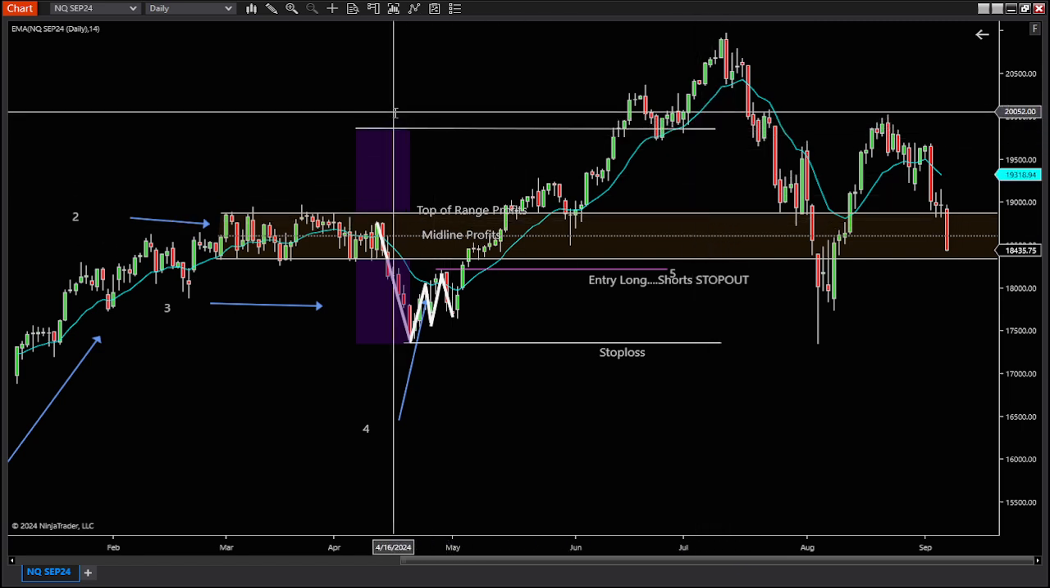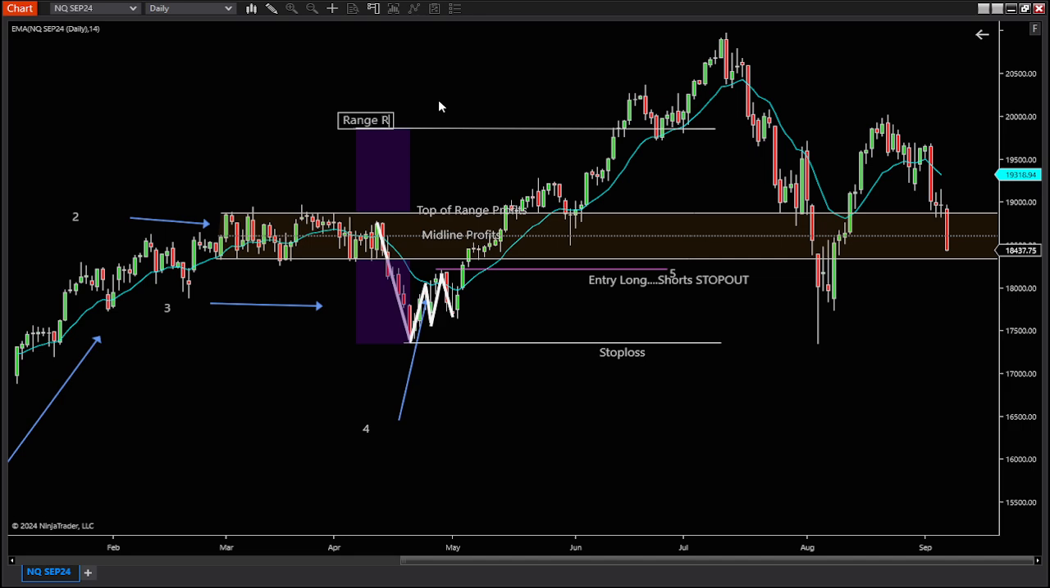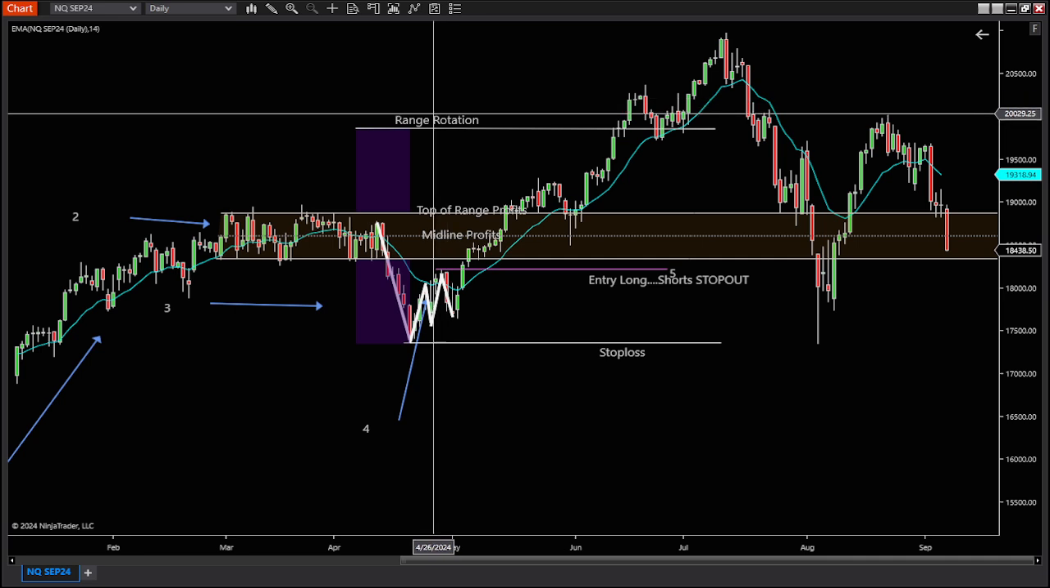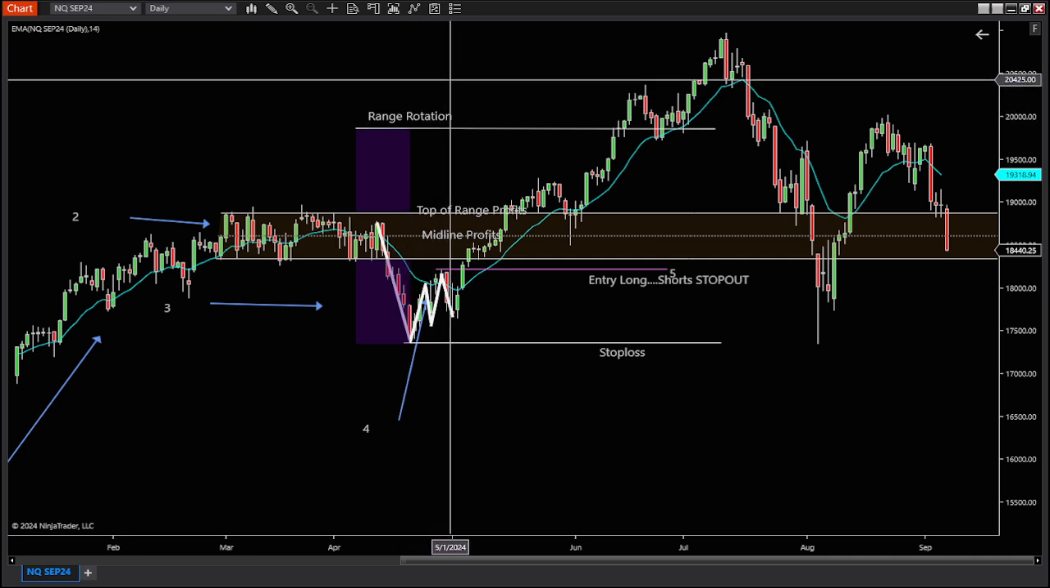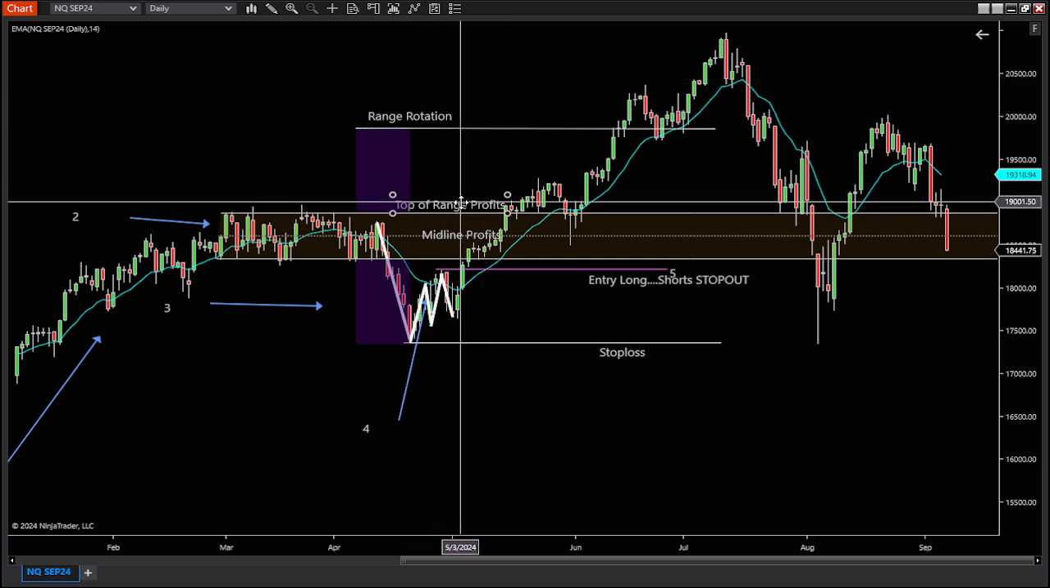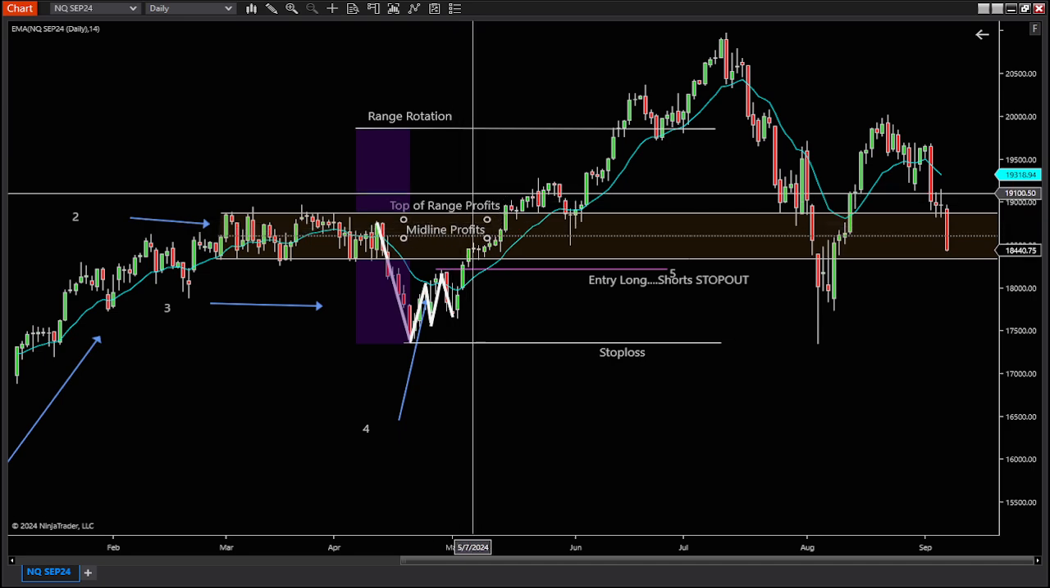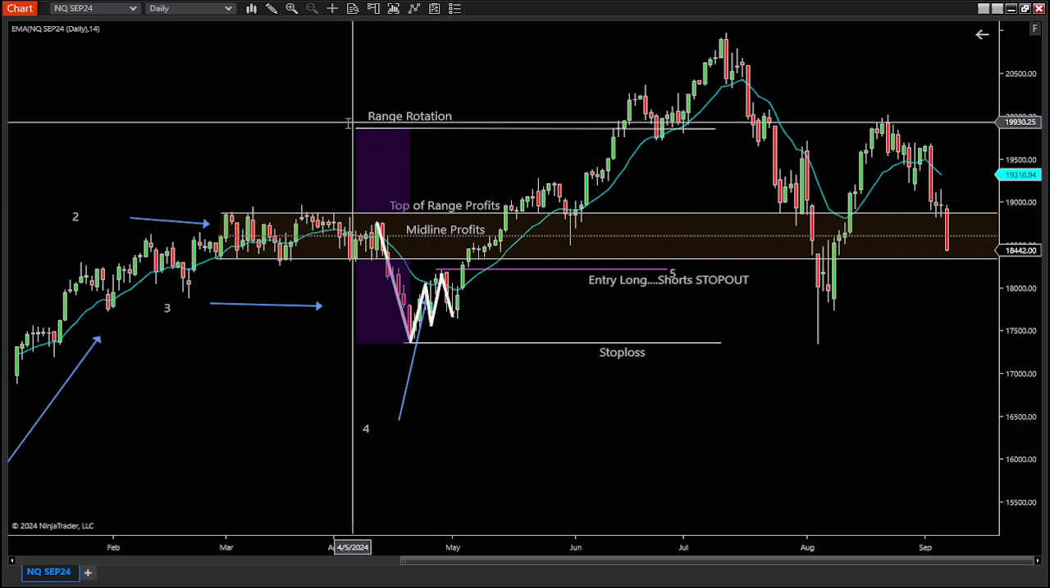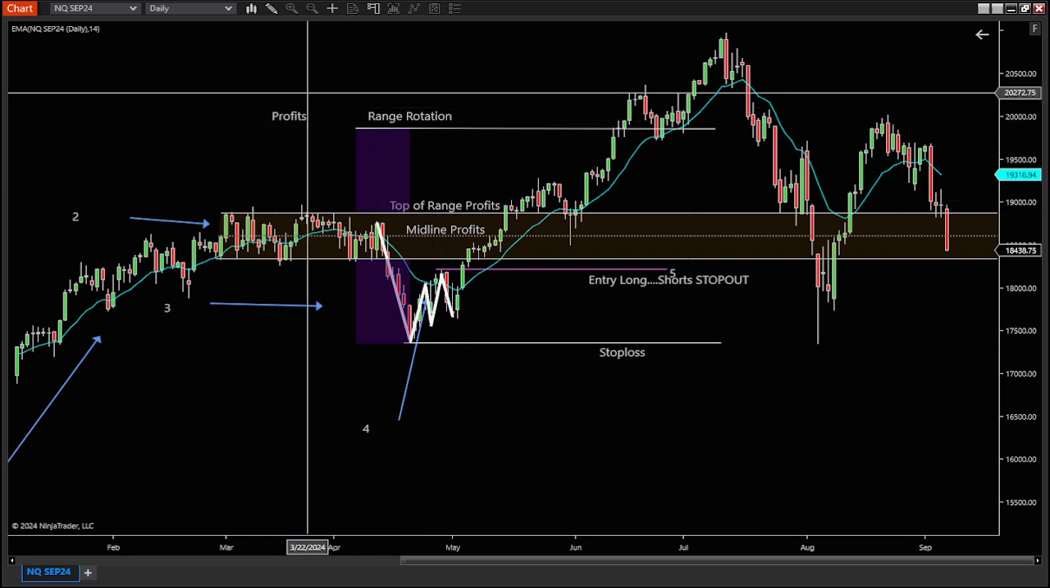Now this will be our range rotation. This is going to be more profit targets: midline profits, top of range profits, and this will also be profits.